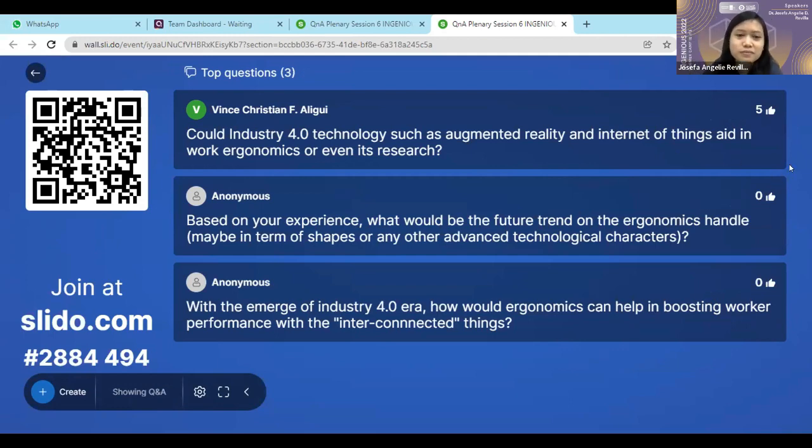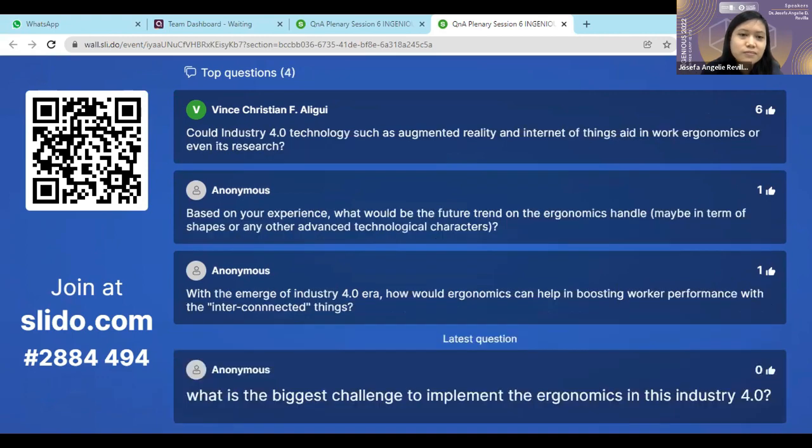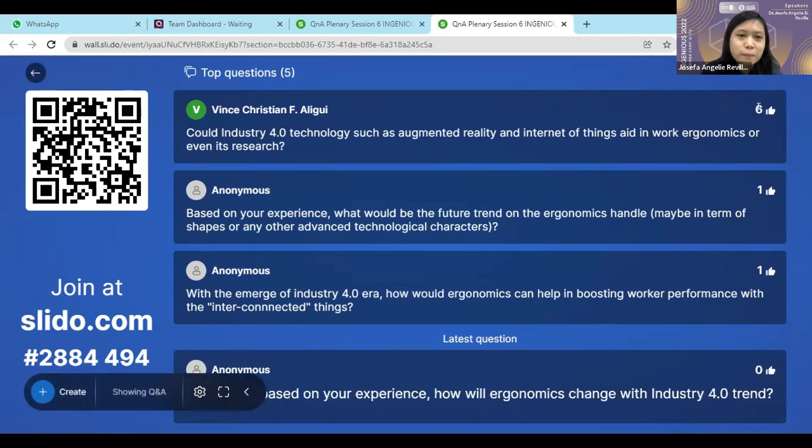I will read a question from the participant, and Dr. Angelie will answer it. The first one is coming from Vince, who asks: could Industry 4.0 technology, such as augmented reality and Internet of Things, aid in work ergonomics for even this research?